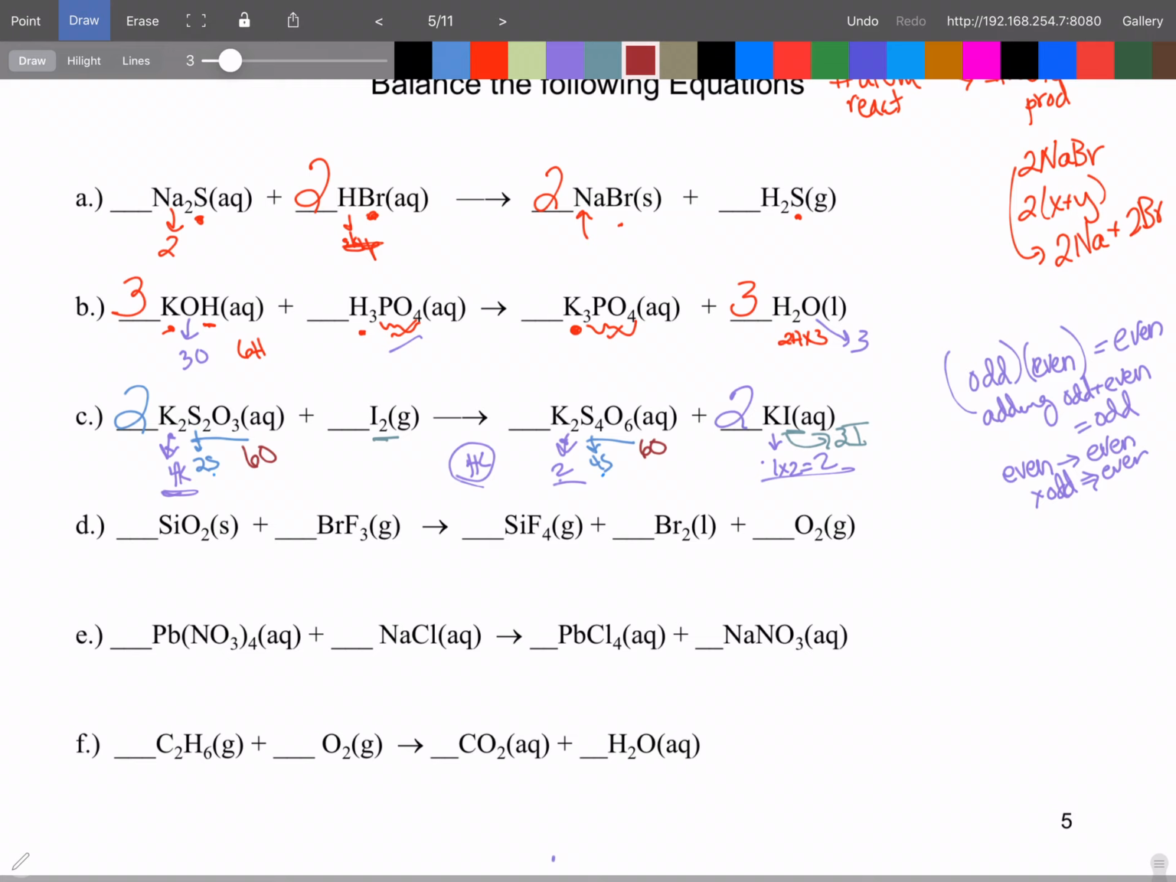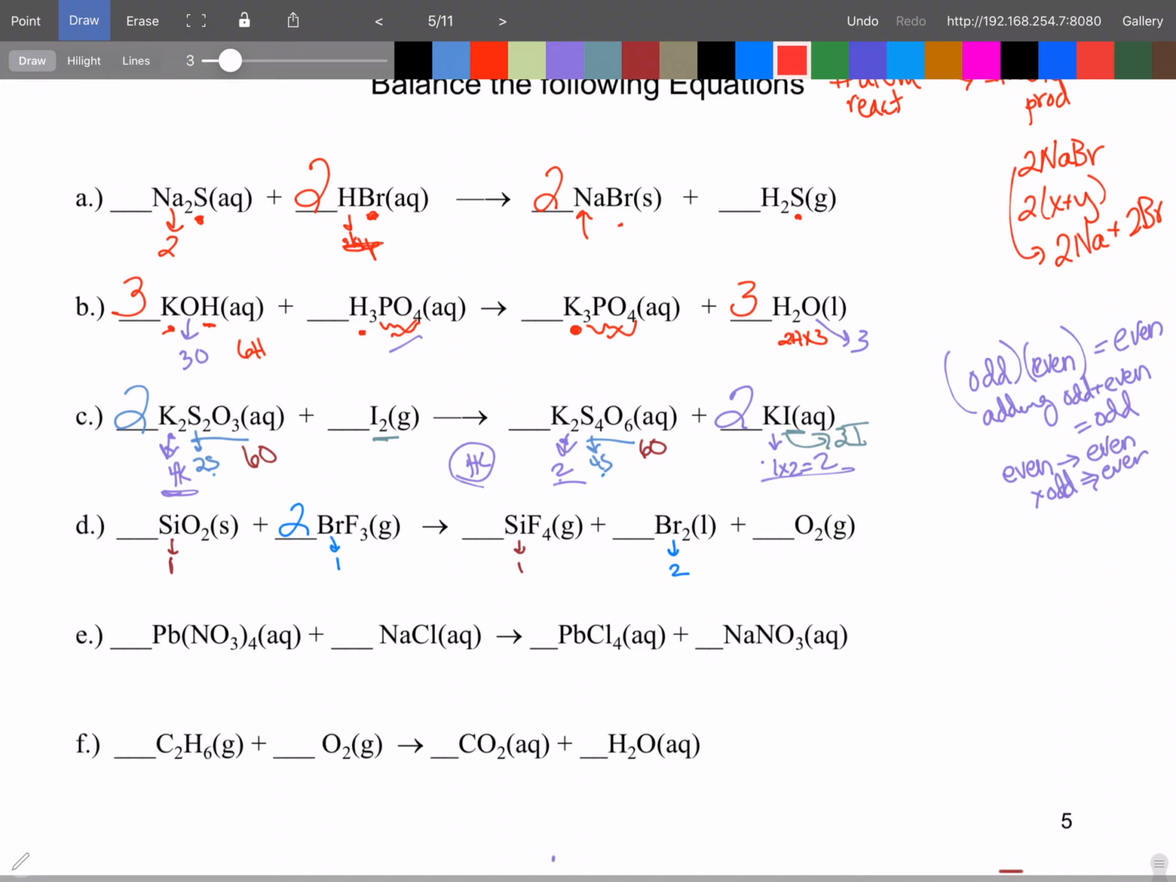So on problem D, we have silicon. And we have one of these over here. And this time I'm going to double check it. Here I have 1. So we're good. Okay, we're skipping the oxygen. We're going to move to the bromine. Here we have 1 bromine. Here we have 2 bromines. So here we need to put a 2 there. Okay. So we move to the fluoride.